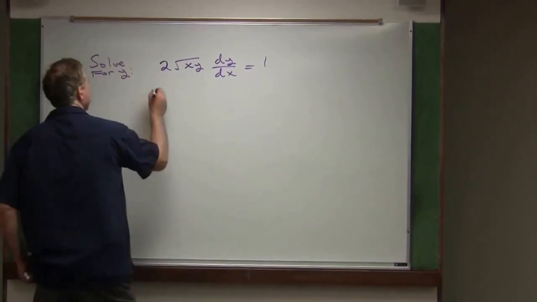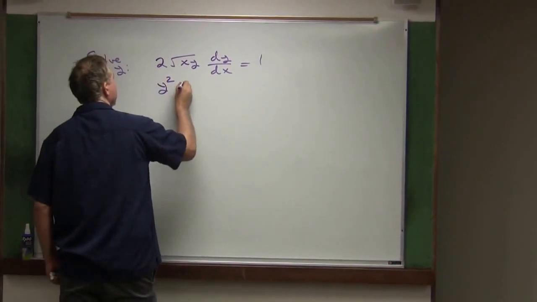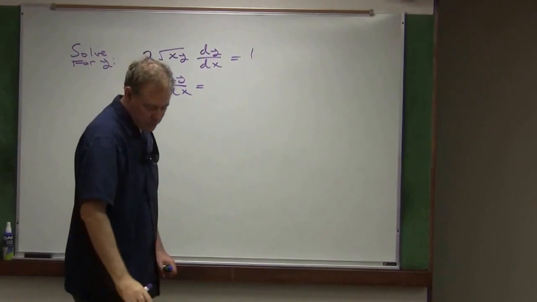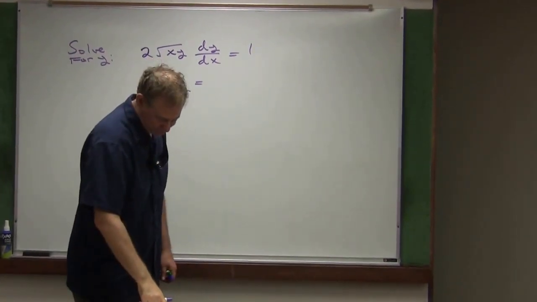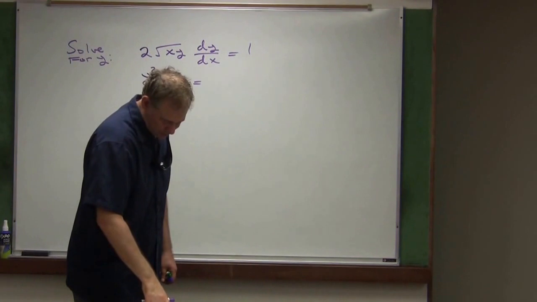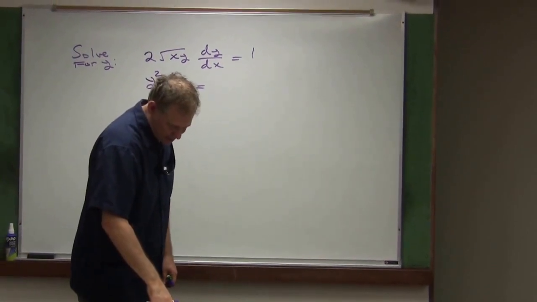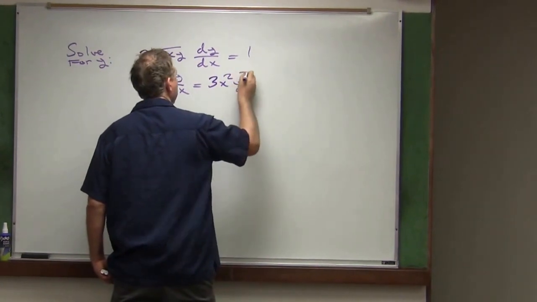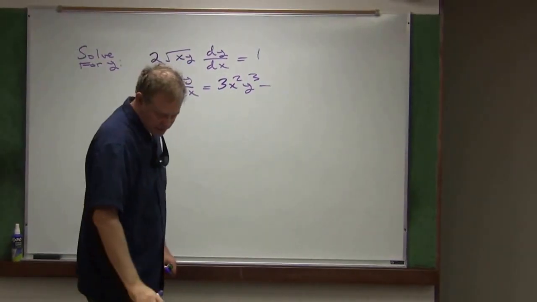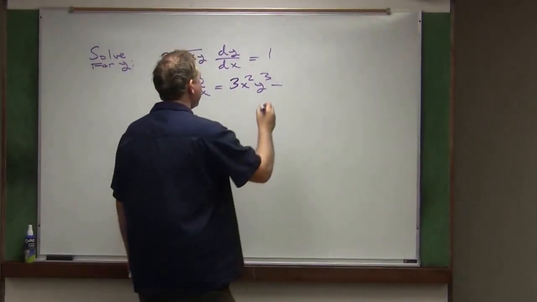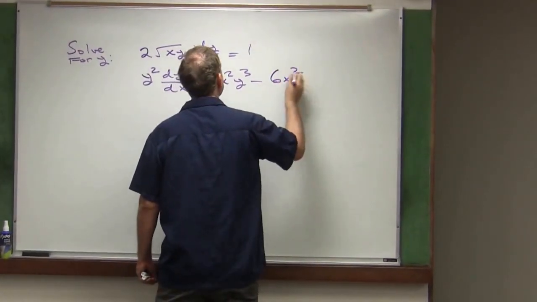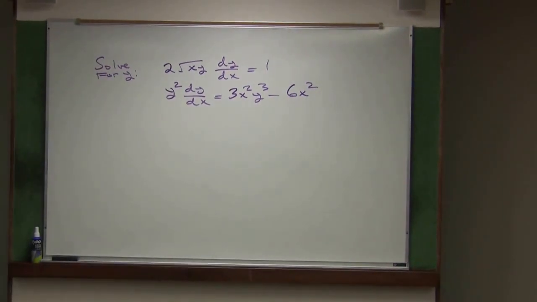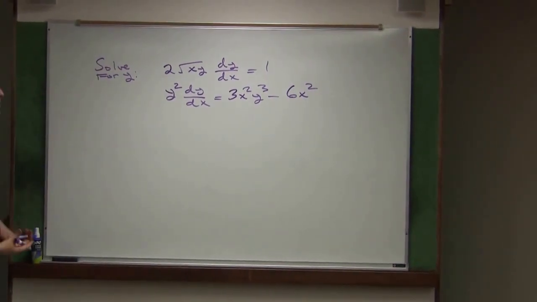Y squared dy dx is equal to 3x squared y cubed minus 6x squared. Okay. So try these two with the separable method, separate and integrate.